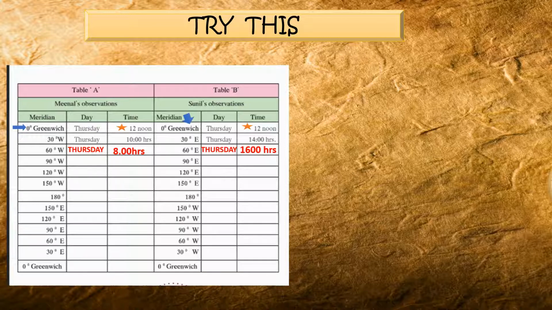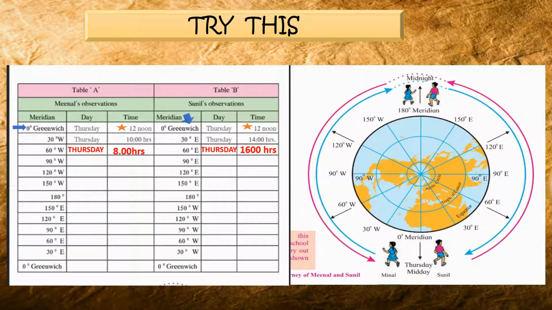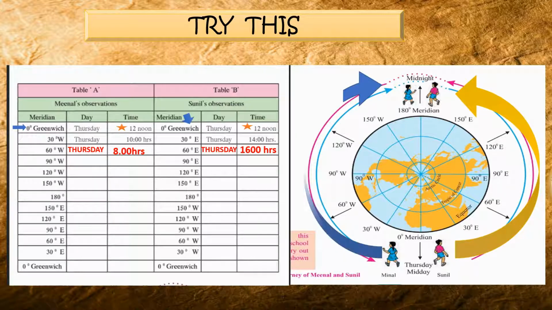Now we need to take the help of the figure given on textbook page number 58. Now let's see. Sunil and Minal embark on their journey to circumnavigate the earth from the 0 degree meridian, at 12 noon on Thursday. During their journey, they came across each other at the 180 degree meridian and moved forward. When Sunil returned to the 0 degree meridian after his journey, he thought it was Friday. When Minal returned to the 0 degree meridian, she thought it was Wednesday.